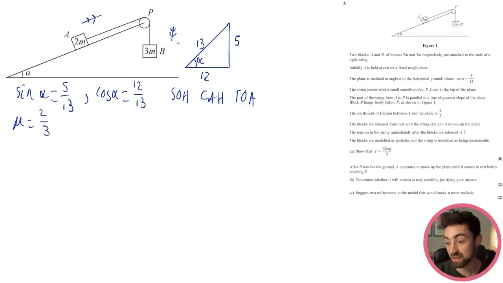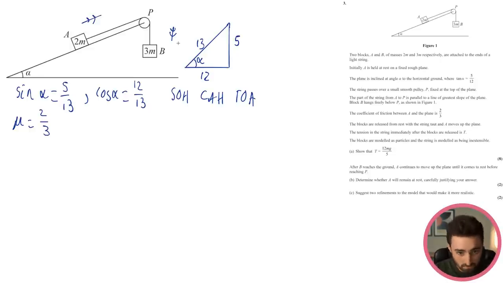The tension in the string immediately after the blocks are released is T. Cool, that's just given us a variable. The blocks are modelled as particles and the string's modelled as being inextensible. So your classic assumptions. Cool. I'm not even going to read what question A is asking me before getting all of the forces on this diagram. You just can't not, okay?